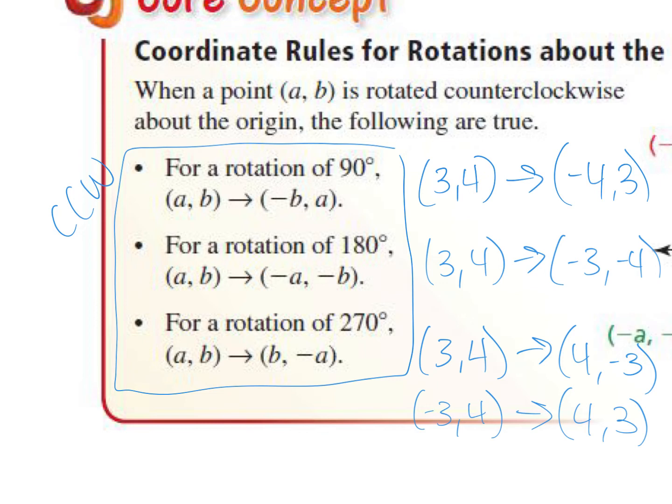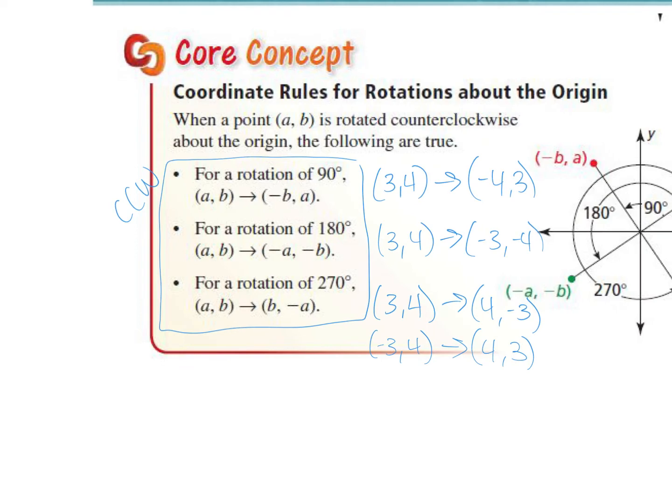Start here. How much would I have to rotate clockwise to be the same as a 90-degree angle counterclockwise? 270. So write this down. A rotation of 90 degrees counterclockwise is the same as 270 degrees clockwise. So 90 degrees CW is the same as 270 degrees counterclockwise.